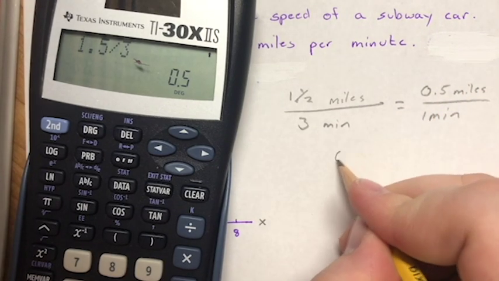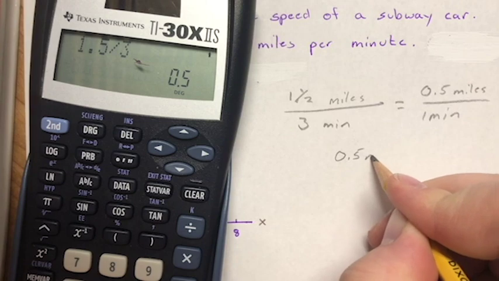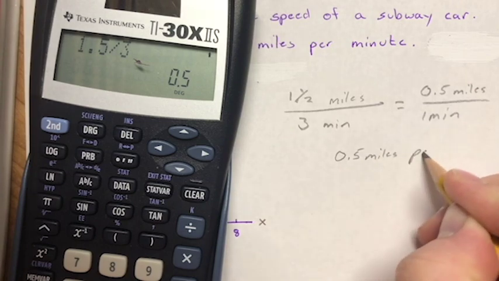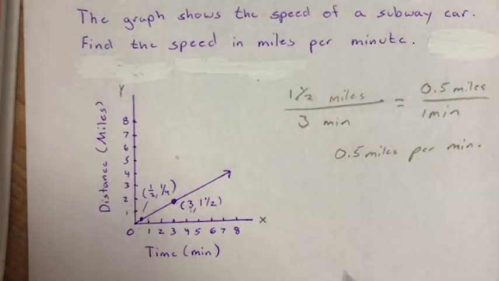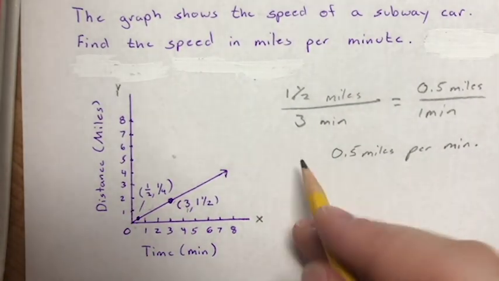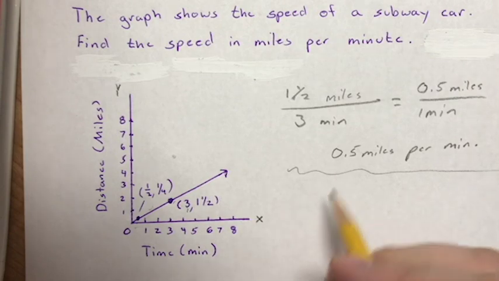Or I can rewrite it as saying 0.5 miles per minute. Okay, and if you don't believe me, we can do the same thing with the other one just to show that it's literally going to be the same thing.